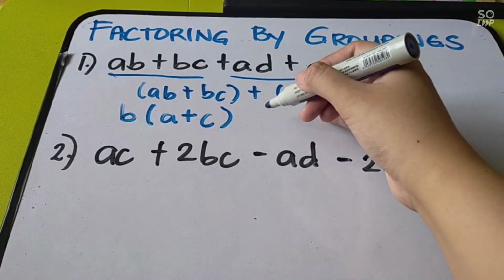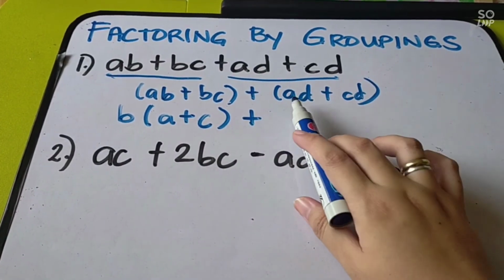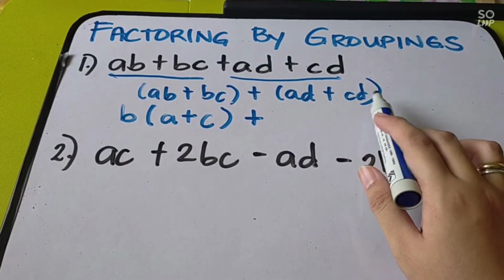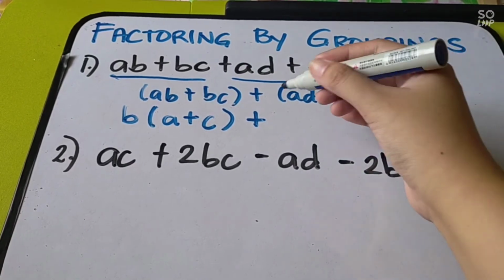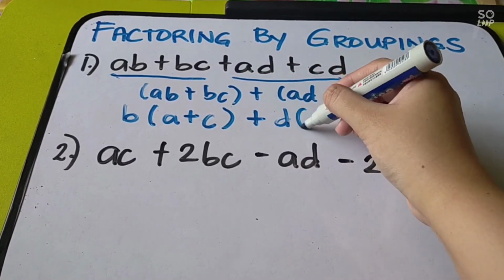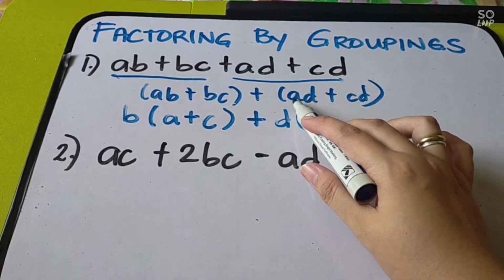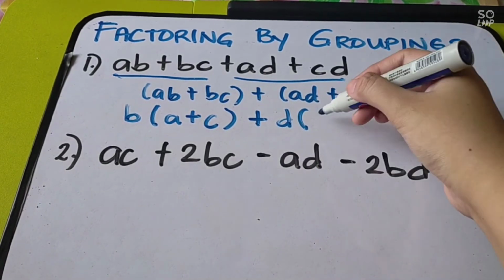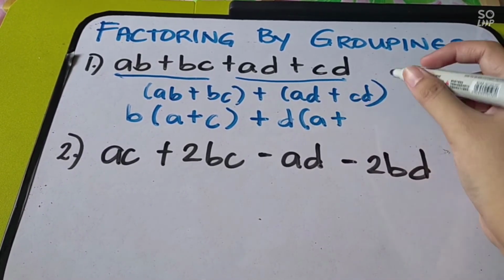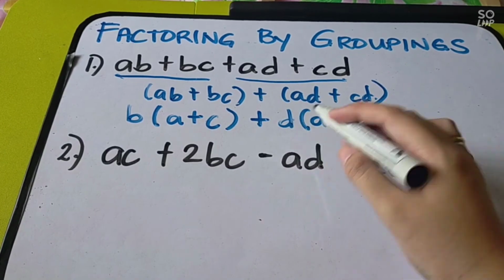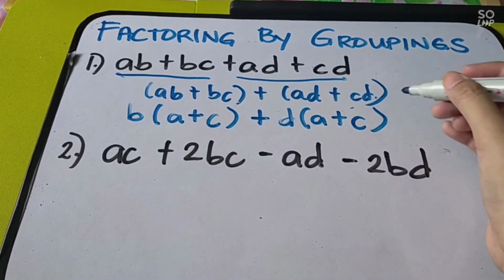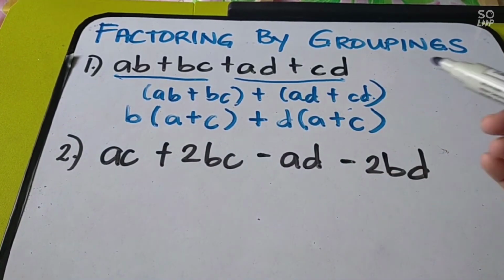Ayan. Then, plus. We have here AD at saka CD. Ano ulit ang common sa kanila? We have D. Yung D, labas mo. Then, we have here divide. AD divided by D, ang sagot ay A. Plus, CD divided by D, ang sagot ay C.